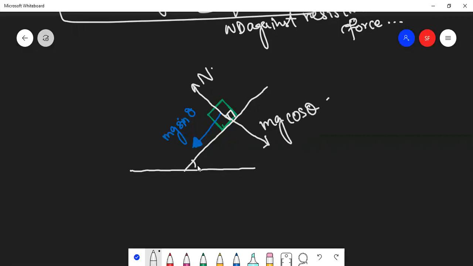But aren't you forgetting another force? Weight acting downwards. Yes, weight is acting downwards, correct. This is your mg. All right, so these are almost all the forces when an object is stationary.